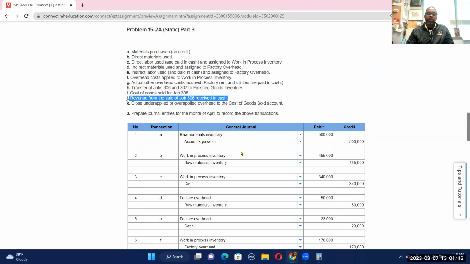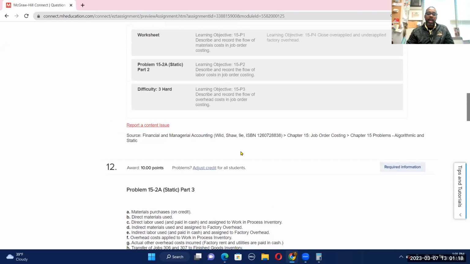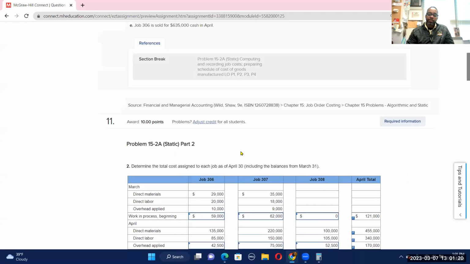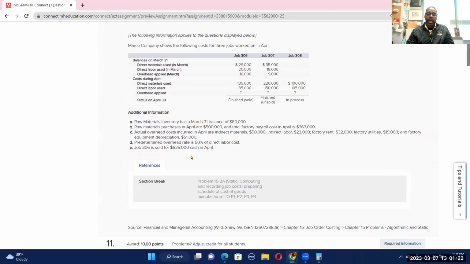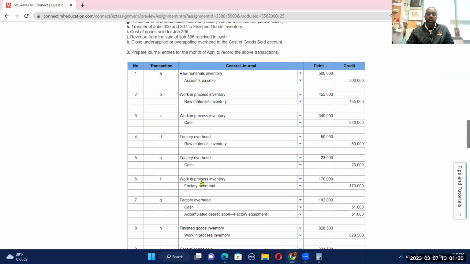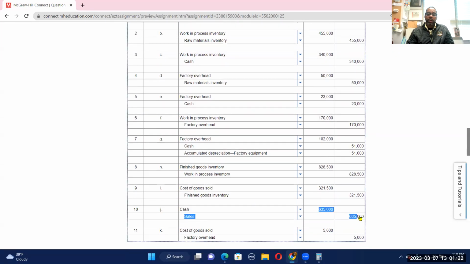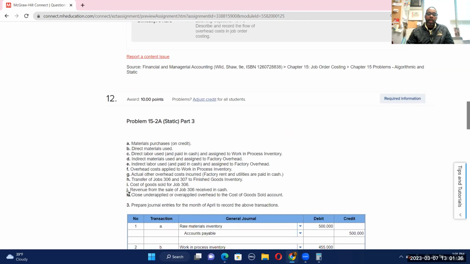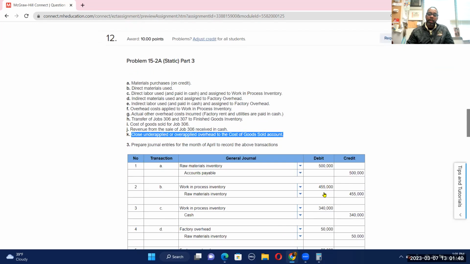J, revenue from the sale of 306 received in cash. So we're going to debit cash, credit the revenue. We sold it for $635,000. So we're going to debit the cash for $635,000, credit the revenue for $630,000. Last, close the underapplied, overapplied overhead.